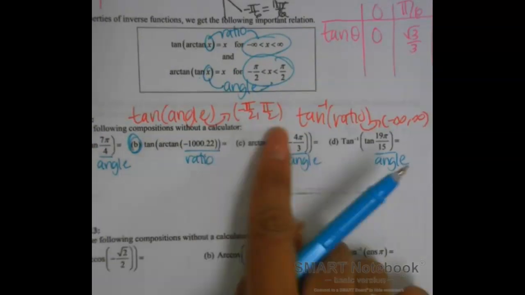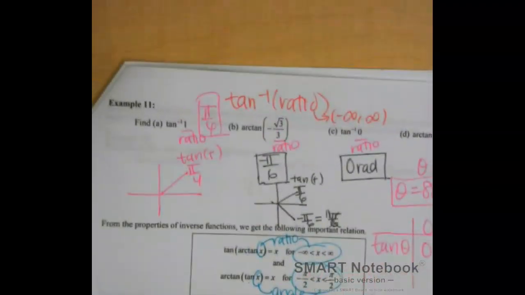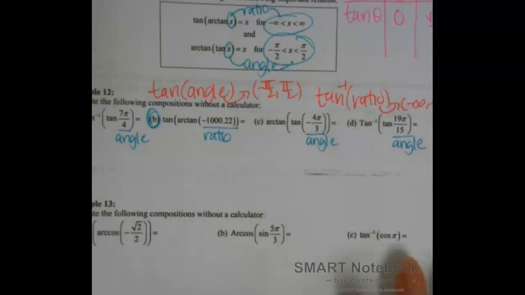No, just the tangent inverse. This is the only one that needs to be a ratio. And honestly, Hussein, I just recopied it from the top. Tangent inverse. Anything with an inverse, guys, has to have a ratio in the parentheses.